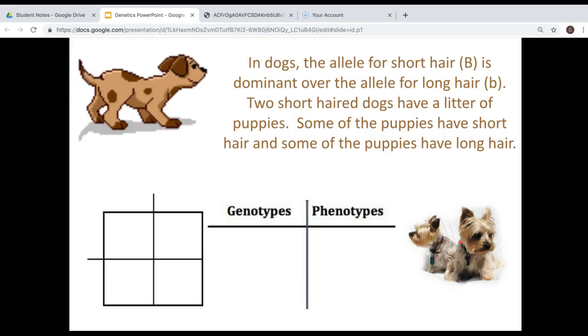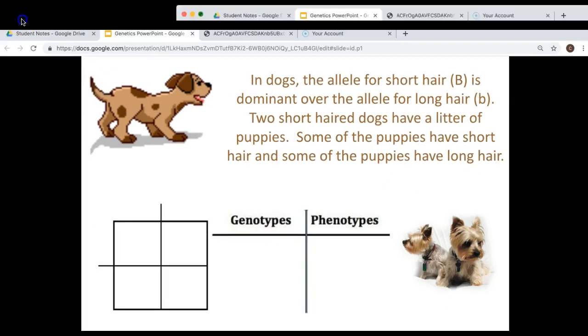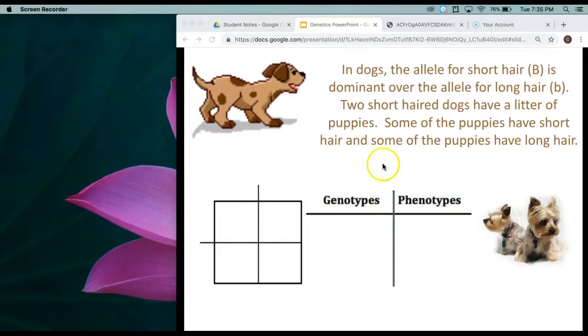Last one. Pause. Do this one 100% on your own. Go. All right, so it tells us the allele for short hair is dominant. The allele for long hair is recessive. Two short-haired dogs have a litter of puppies. Some of the puppies have short hair. Some of the puppies have long hair. So that tells us there has to be a recessive trait in here. But both dogs are short-haired, so they are dominant.